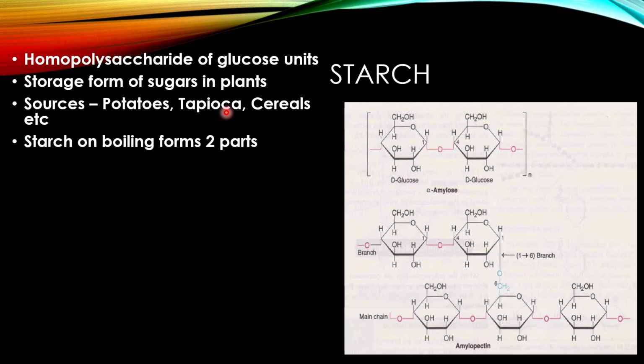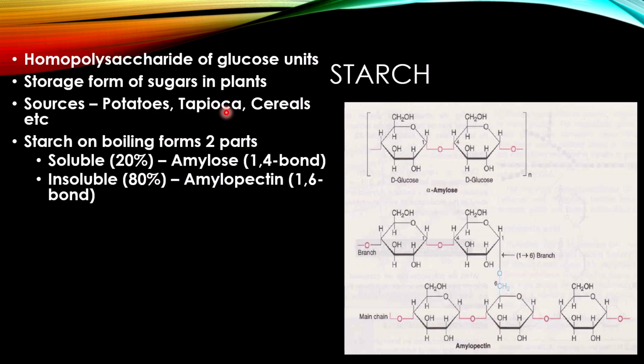Next, starch while boiling forms two parts. One is a soluble part and the other is an insoluble part. The soluble part is roughly less, about 20%, and it is known as amylose, and it's made up of 1,4 bonds, whereas the insoluble part is the major chunk, approximately 80%. It is called amylopectin and it has 1,6 bonds.